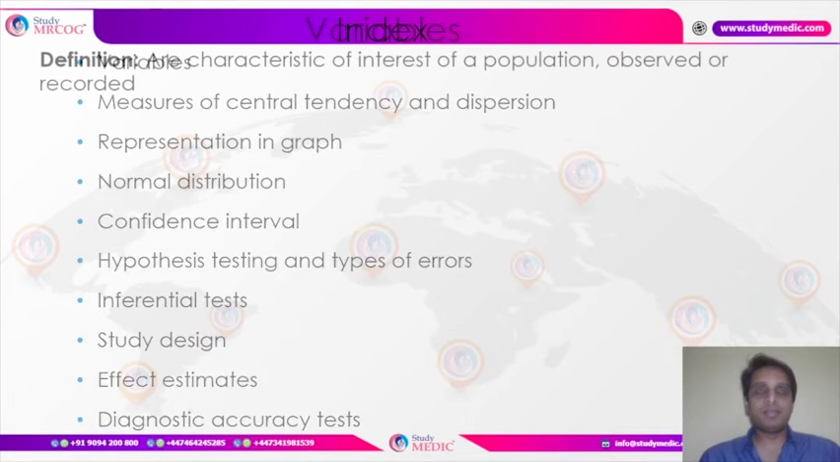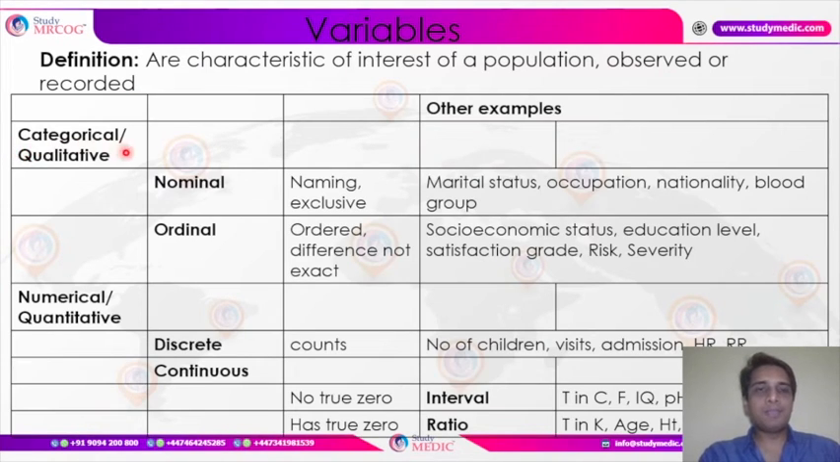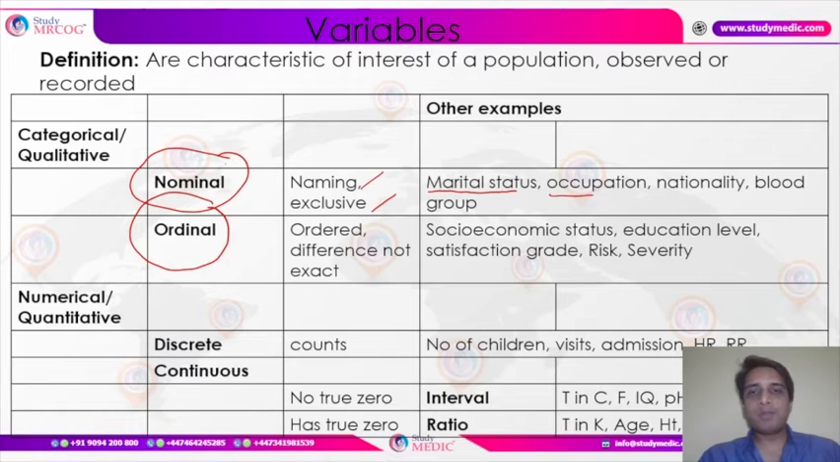Coming to the first topic, what are variables? Variables are characteristics of interest of a population observed or recorded. What are the different types of variables? Variables may be categorical, that is qualitative, or numerical or quantitative. Now, categorical variables can be measured either in nominal scale or ordinal scale. Nominal scale variables are naming variables which are mutually exclusive. For example, marital status, type of occupation, nationality, blood group, etc.